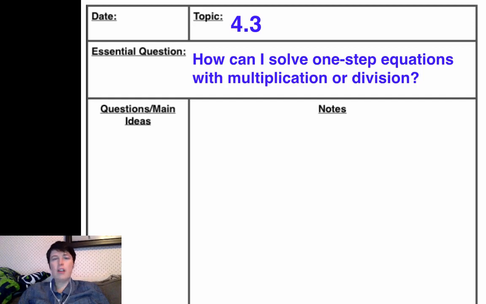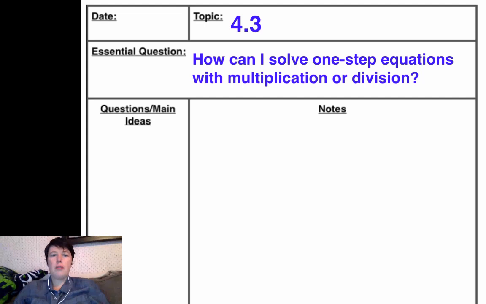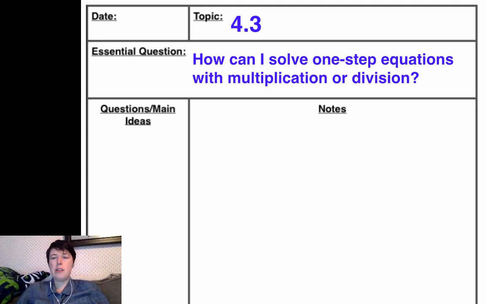Hi everyone, we're doing a chapter 4 section 3 video today, and we're going to be talking about how can I solve one-step equations with multiplication or division. So we've worked on this in class or in previous videos just a little bit already, and we're working on these inequality problems, so problems that aren't just the regular equal sign, we're talking less than, greater than symbols, and we want to be able to solve them.